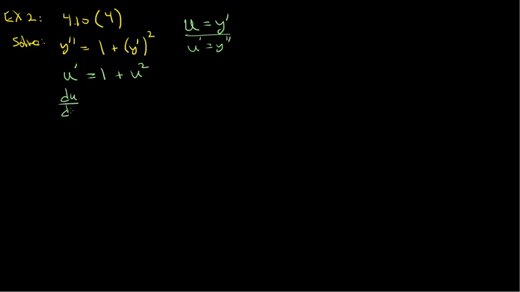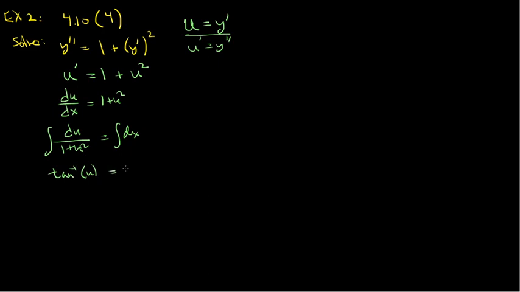So think of this as the derivative of u with respect to x. This is 1 plus u squared. So in fact, this is separable. We can divide by 1 plus u squared and multiply by dx. And this is perfectly set up for integrating. The integral of 1 over 1 plus u squared, you should know by now, is inverse tangent of u.